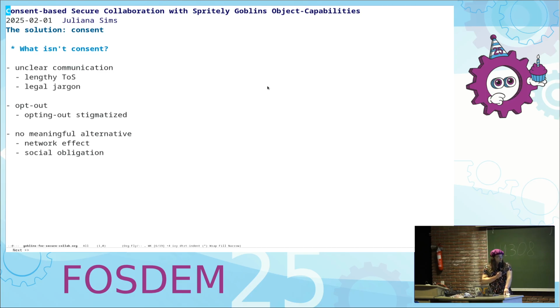If you sign up for Facebook, you're asked to agree to a terms of service, which is a long document with legal jargon in it. It doesn't make sense. Or once you're on the platform, you might need to opt out of things because your posts are public by default, because Facebook can sell all this information about you by default. And this is stigmatized, right?